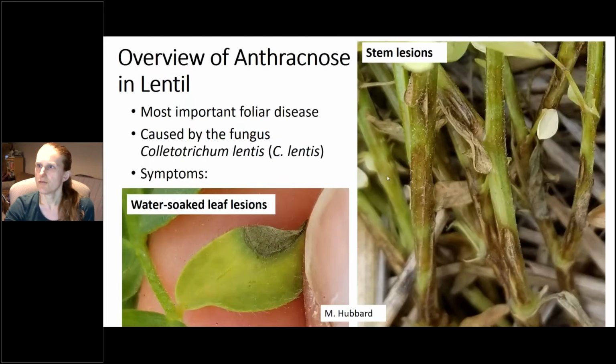So first off, anthracnose of lentil is typically in Saskatchewan the most important foliar disease in lentil, and it's caused by the fungus Colletotrichum lentis, or C. lentis. The symptoms of anthracnose in lentil include stem lesions that typically start low in the canopy, near the ground, and then if the disease gets more severe, work their way up. It can also infect leaves and gives the appearance of water-soaked lesions, like the picture on the lower left shows.